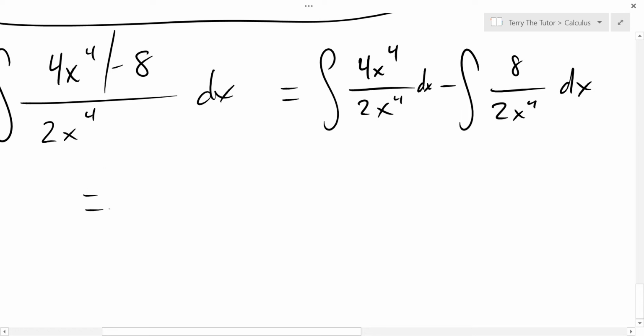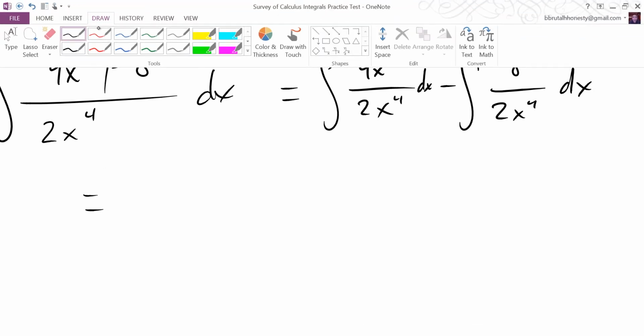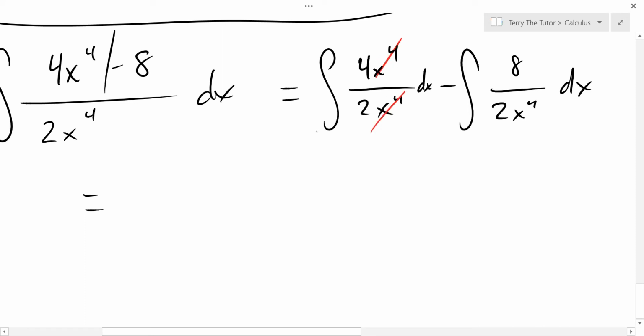So we've got, actually let's cancel. We can cancel some stuff. Our x's cancel, and 4 divided by 2, well, that just goes to 2. And we don't have any x's to cancel, but we can definitely divide out 8 and 2 to get 4.